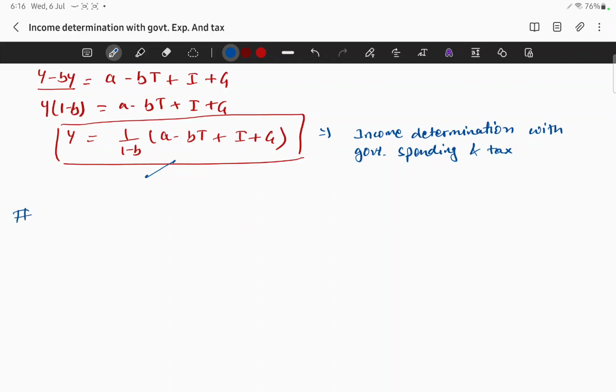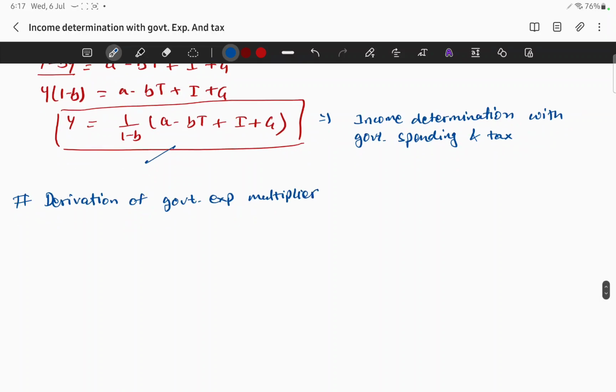So this is the use of the government expenditure multiplier, right? Let me show you how to derive the government expenditure multiplier. Derivation of government expenditure multiplier.